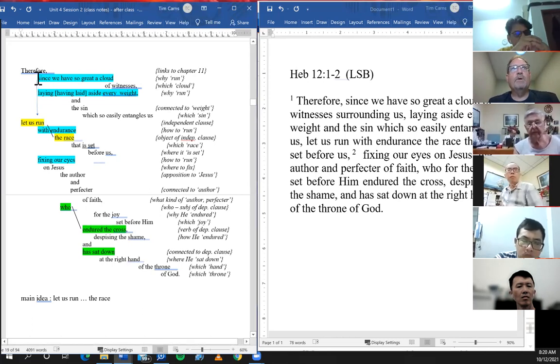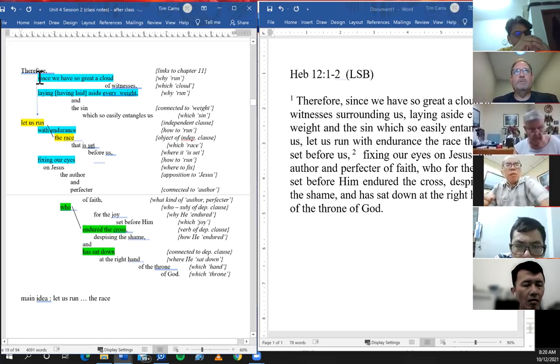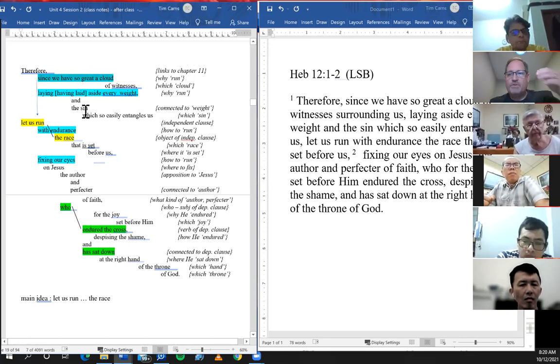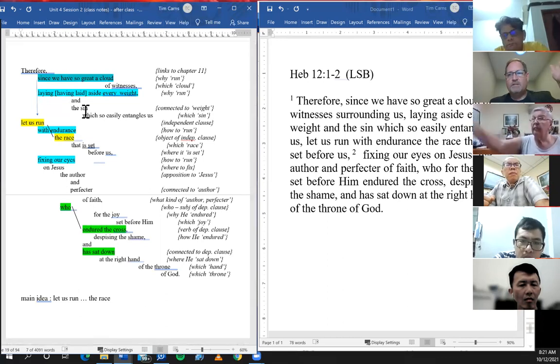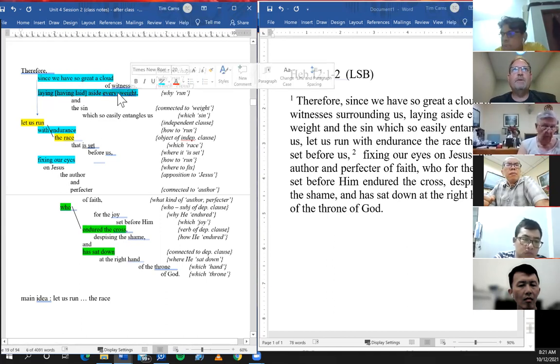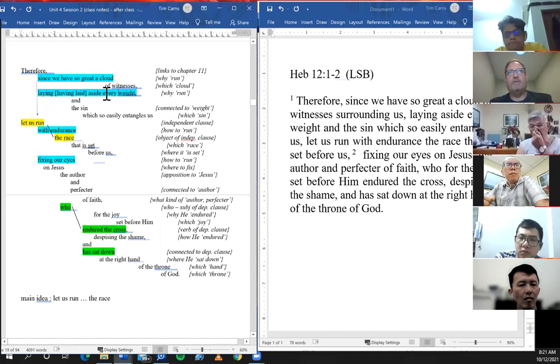Okay, why do we run with endurance? First, because we have a great cloud of witnesses. We have a number of those who have gone before us, who testify of God's grace as they endured by faith. And then secondly, another reason he's describing here is that they've repented. They've made a profession of faith. That's why the laying aside of every weight and sin is a description here of repentance.